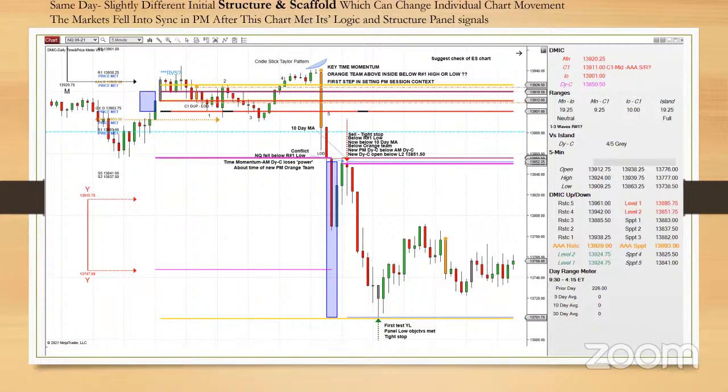NQ fell about 200 points below R1 low, and additionally about 150 points below the L2 price, matched by time and price individual cross-market signals, again, when we got a new DYC line. The manual lays out the logic for each new intraday structure and scaffold.